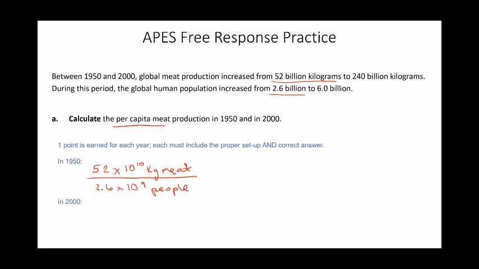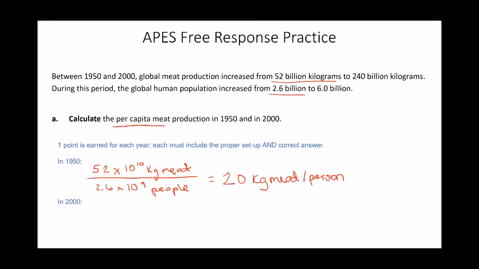You can always use your calculator, but this is actually a pretty easy thing to do in your head. How many times does 2.6 go into 5.2? Well, that is 2. And from the week we talked about scientific notation and subtraction and multiplication, when you divide exponents, it's basically subtraction. So 9 from 10 leaves 10 to the 1. So that's really 20 kilograms of meat per person.